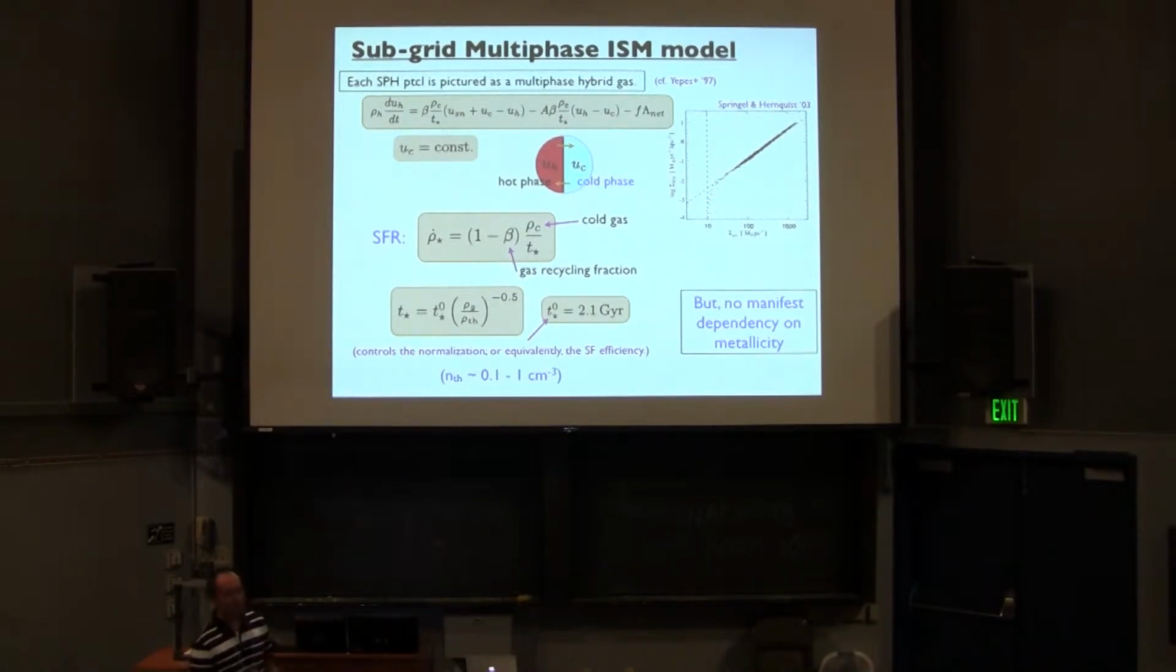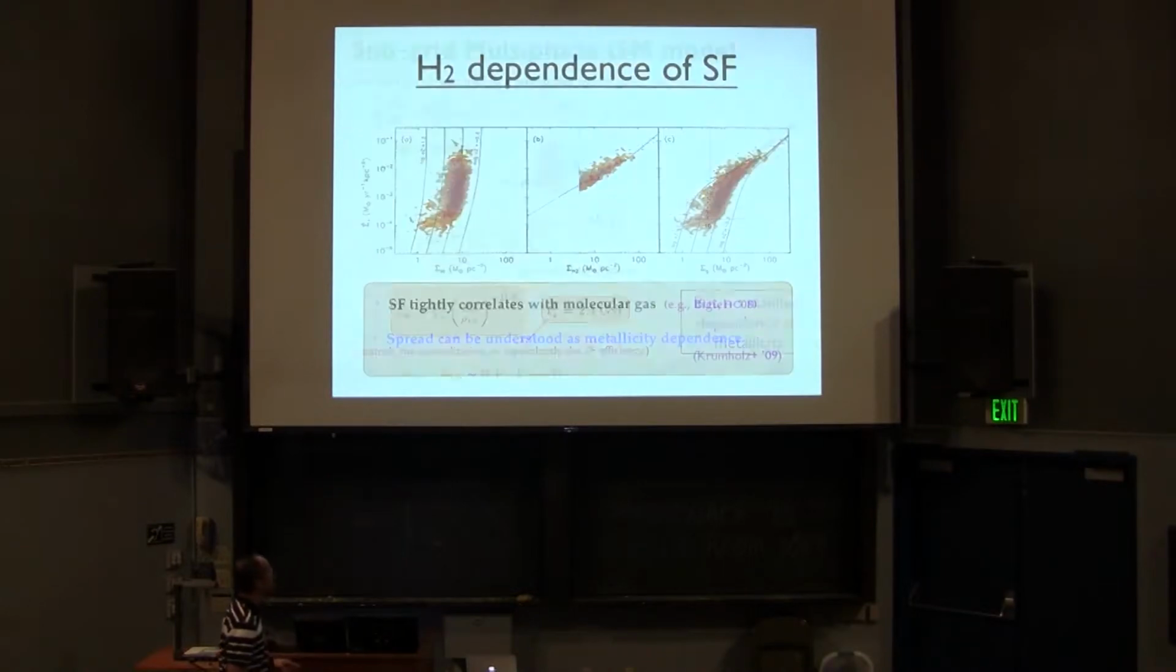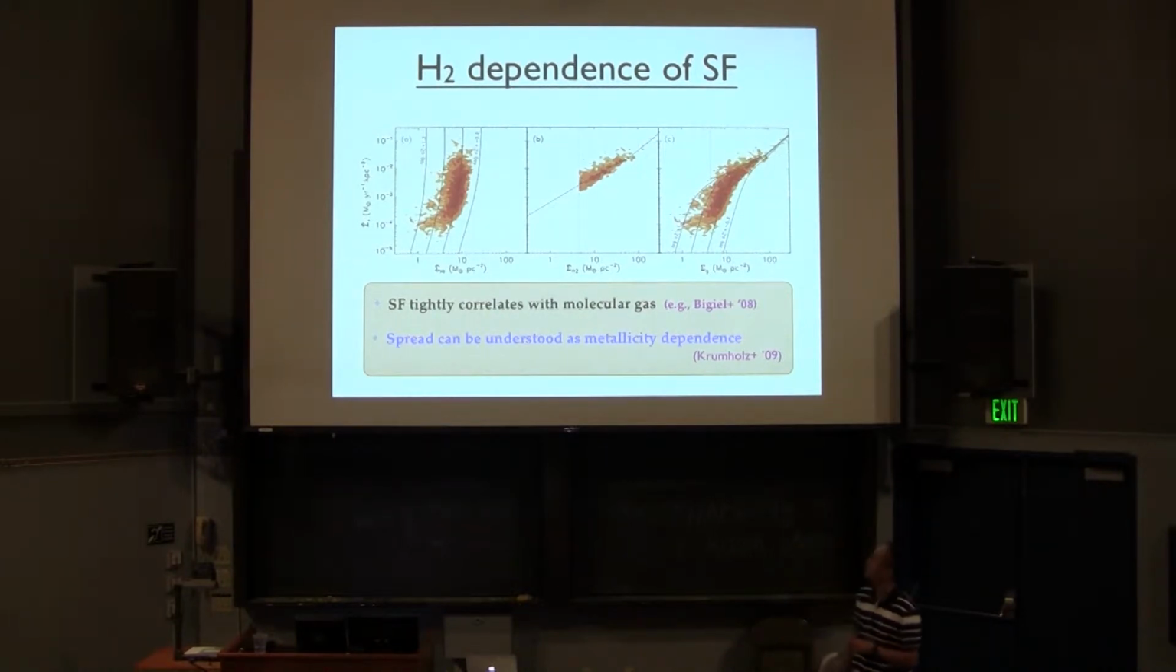But one of the problems of this model is that it doesn't have explicit dependency on the metals, like we see in the real universe. So recently observers are pointing out that star formation is more closely correlated with H2 rather than simple H1. For example, Mark Krumholz's work nicely showed that you can understand this spread in terms of the metallicity dependence of star formation. You form the dust, and then the dust catalyzes and promotes the formation of H2.